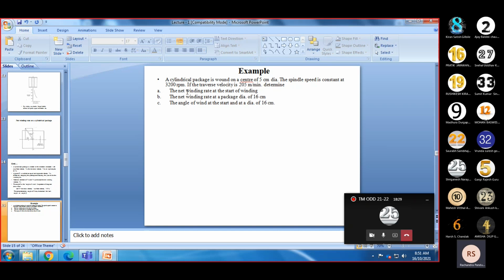So all these things we have already studied in winding. We already know about the winding rate, right? The rate at which we lay the coil on the surface is called winding rate. Simple thing. And again they ask angle of wind. The angle at which we lay our yarn coil on the package, right? That angle is called the angle of wind. All these concepts we have already seen.